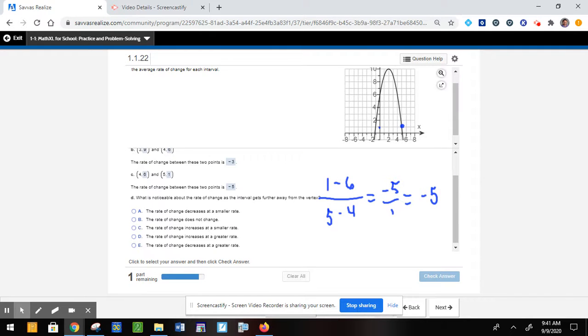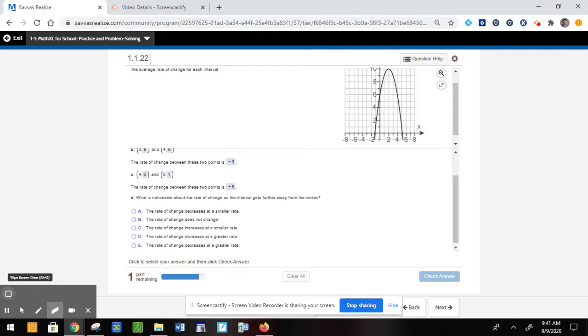Continue. All right, so now it's going to ask us a question about all that. Let's erase all that stuff. What is noticeable about the rate of change as the interval gets further away from the vertex? Well, what I'm noticing is the first interval was here, from the vertex 1 over, and then it just kept going 1 unit over for each interval. The rate of change became more negative. All right. So let's look at the answer choices. The rate of change decreases at a smaller rate. That's not true. It actually decreases at a larger rate.